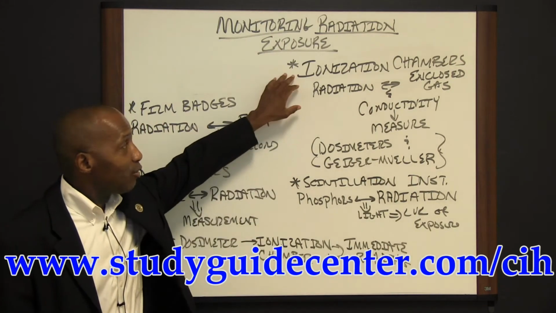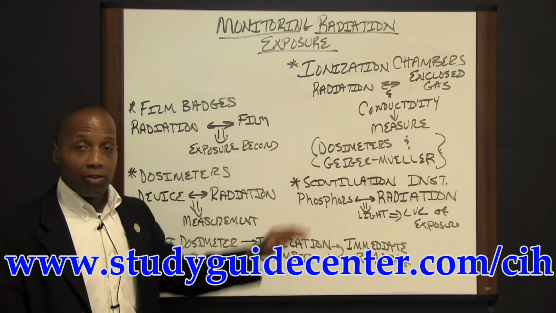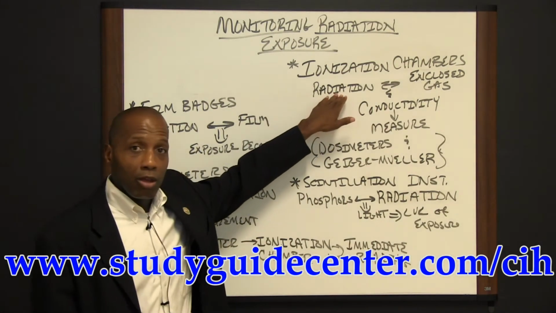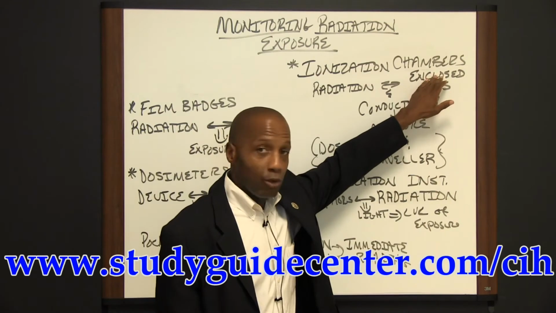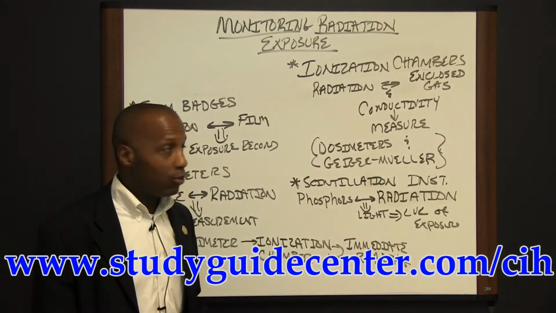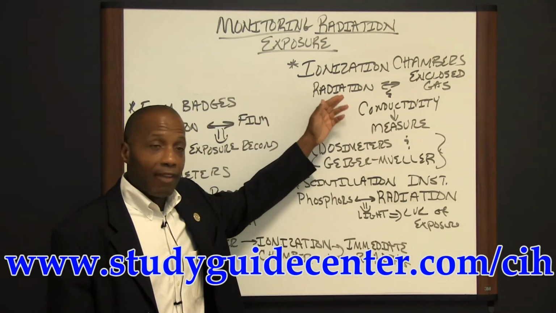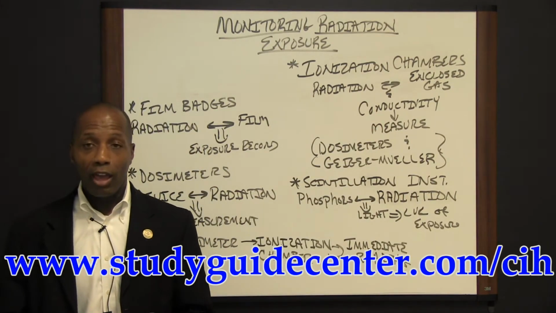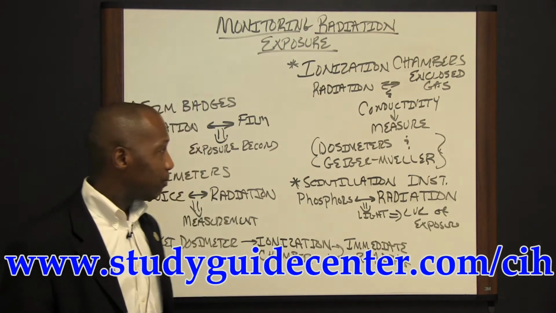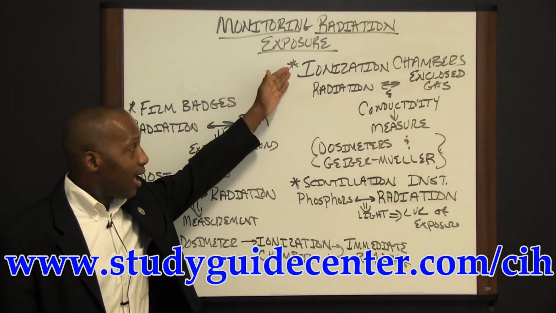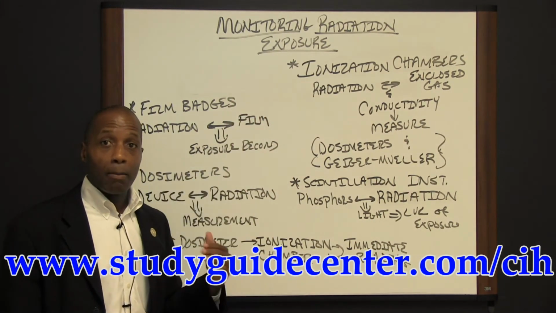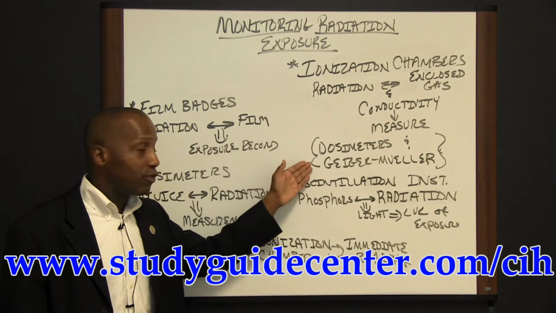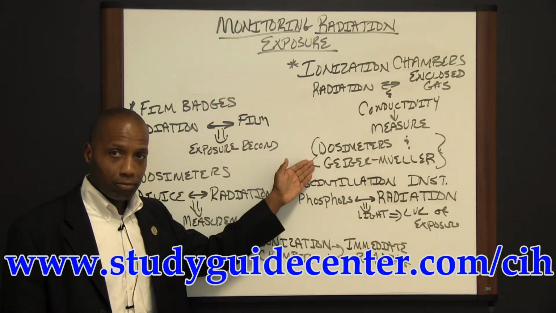Now, when we look at ionization chambers in particular, they are able to come up with their measurements when the radiation reacts with the enclosed gas. This creates conductivity and thereby a measurement of ionization exposure radiation levels. Now, ionization chambers can work by themselves, of course with dosimeters, and also with Geiger-Müller counters.